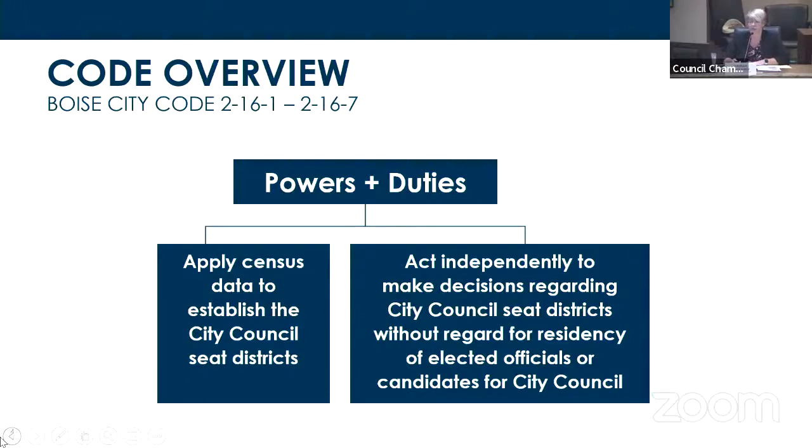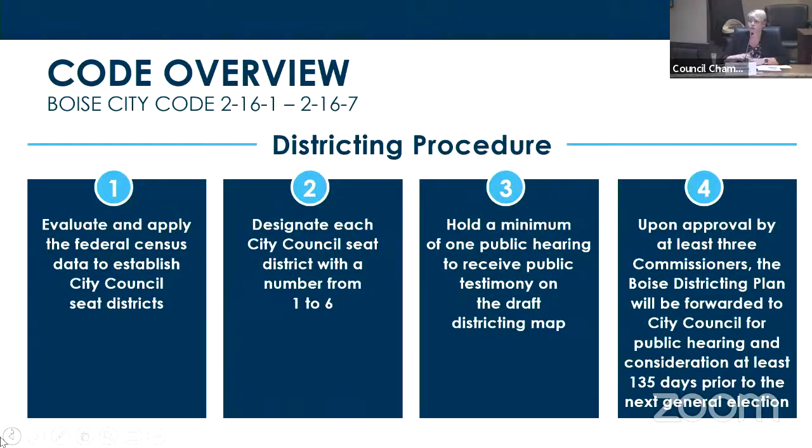We'll also have time at the very end to ask questions as well. So just an overview of the ordinance. Again, this is a recurring theme. You're going to evaluate that census data to develop the districts, number them from 1 to 6. The ordinance requires that you have at least one public hearing. And then once you all deliberate and land on a map and 3 of you approve that, you will send that to City Council for additional public hearing and final adoption.